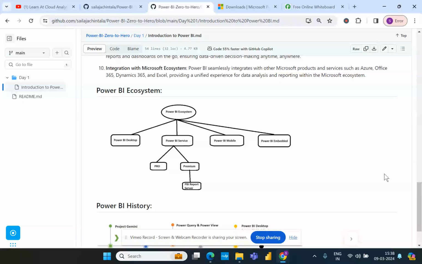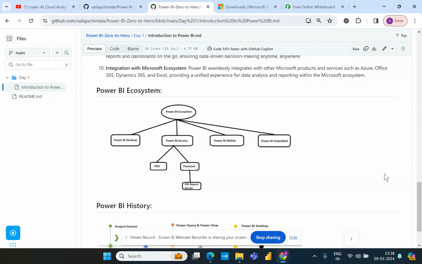So the first product that we have within the Power BI umbrella is Power BI Desktop. Power BI Desktop is a local, standalone application where the complete development would happen. If I'm a Power BI developer, I would definitely require having the Power BI Desktop application installed on my desktop and be able to do all the necessary development as needed.